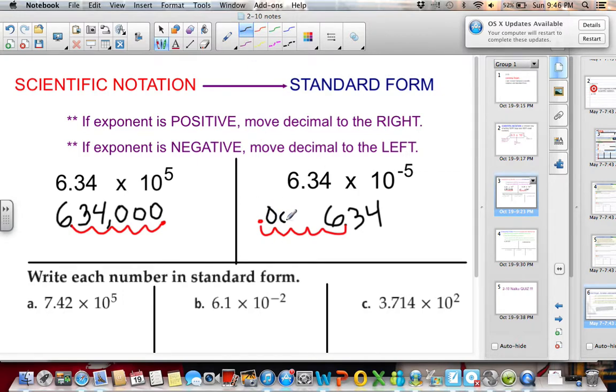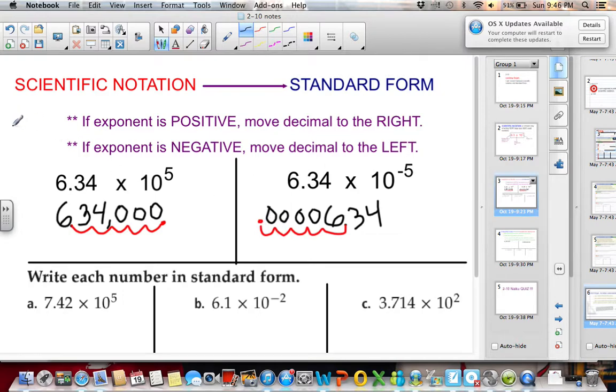Now I have to make sure that I do it nice and neat, which I know isn't very neat here. But when you're doing it, you want to make sure you leave enough room so you know how many zeros you're supposed to add into your little divots. So now I see 6.34 times 10 to the negative fifth is the same as 0.0000634. And to double check, I can see my decimal was here. I go 1, 2, 3, 4, 5.